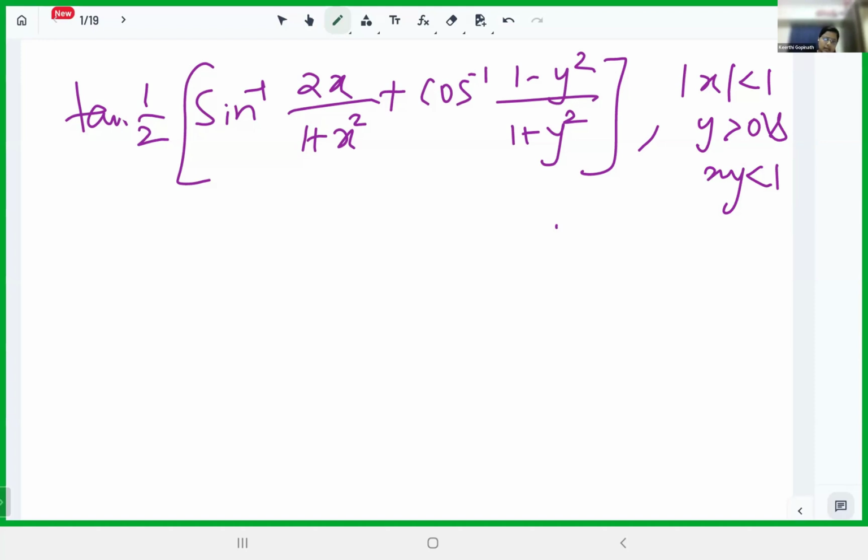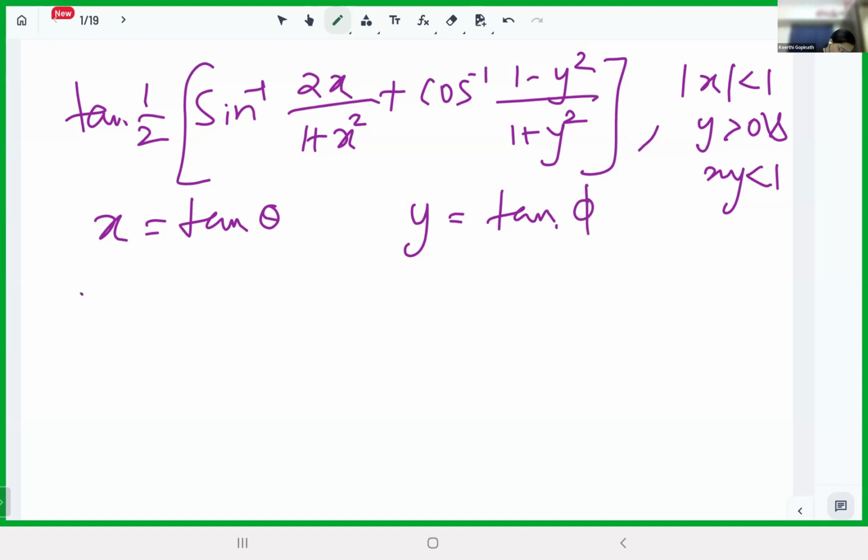So here you can see that inside the bracket, the first part is a function in the variable x, as well as the second function is a function in variable y. So we have to give two substitutions here, for x as well as y. So I am taking x is equal to tan theta and y is equal to tan phi.